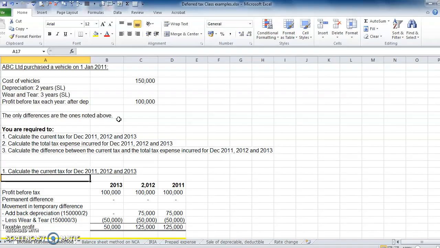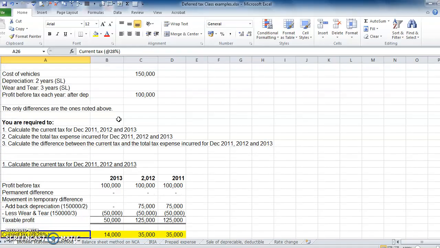So we calculate our current tax for the 3 years, right? So profit before tax is 100,000. And to remember the calculation of the current tax, we did that in chapter 5 last semester. So you guys should know how to do this, right? You should remember how to do this. So profit before tax, there's no permanent difference. So we have movement in our temporary differences. So remember the 100,000 over here.